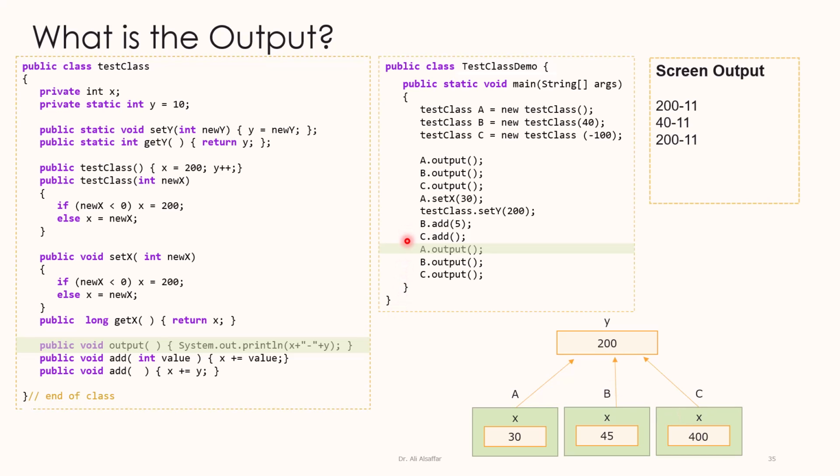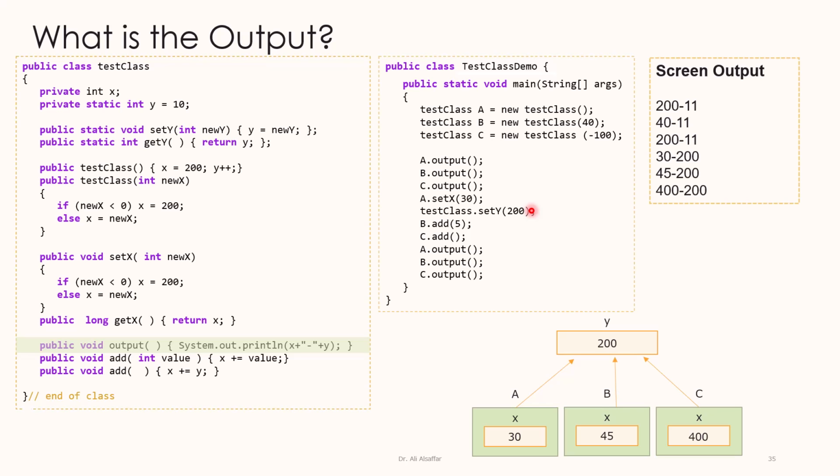Now the last three steps are simply for printing, and we already got familiar with what the output method does. So it will print the value of x of A followed by dash followed by the value of y. So the output on the screen will be 30-200. Similarly for B, it will print 45-200, and for C, it will print 400-200. So this is how you trace your program.